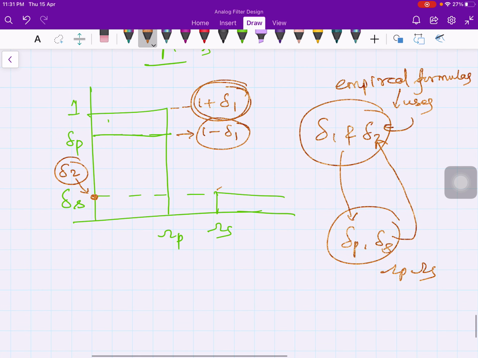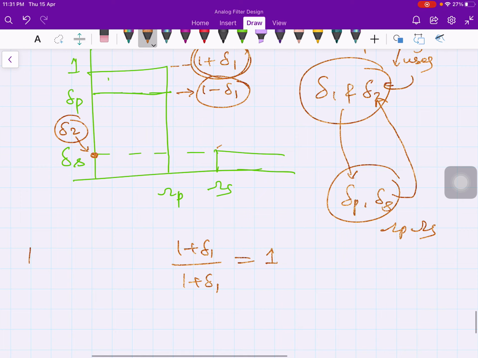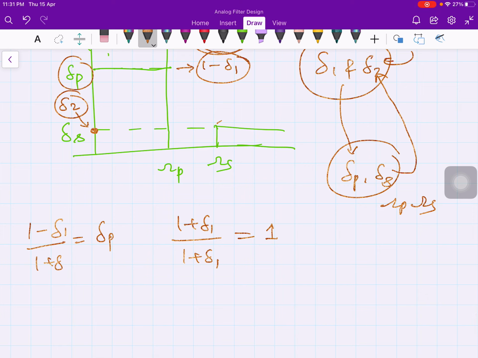All you have to do is this: the maximum value is 1 plus delta 1, so let us normalize it by dividing by 1 plus delta 1. Then the maximum value will be 1. And what is the next value? The next value is 1 minus delta 1. Again divide by the same 1 plus delta 1. As per our spec, this is delta P. And then delta 2, again divided by the same denominator 1 plus delta 1. As per our notation, this is delta S.